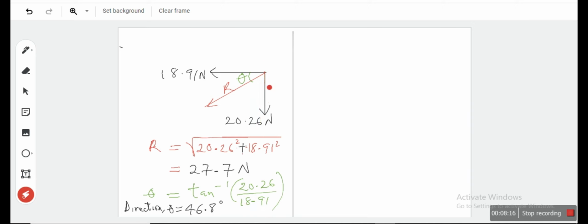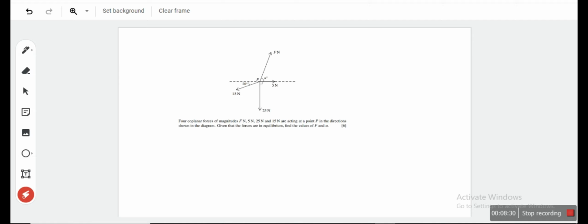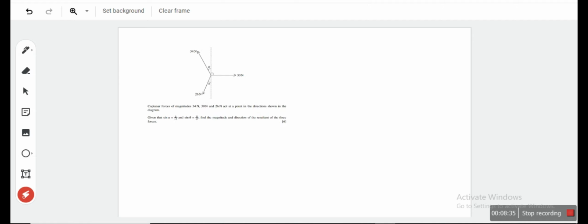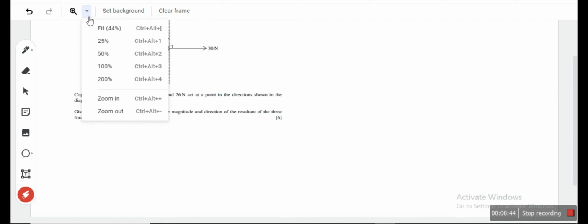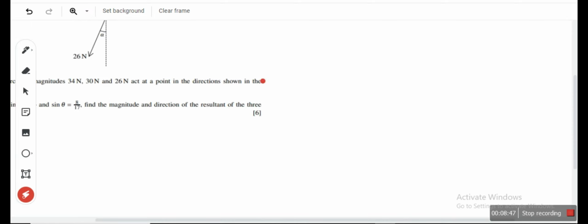Vertical, tan inverse of the force on the vertical over the force on the horizontal. All right, that's what we expected to do here. For the other examples, we can apply a similar principle. Let's see this one. This is related. Let's see how we can go about this.